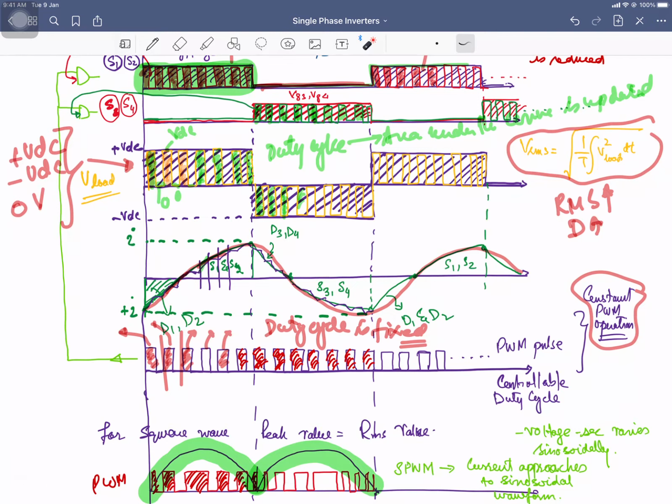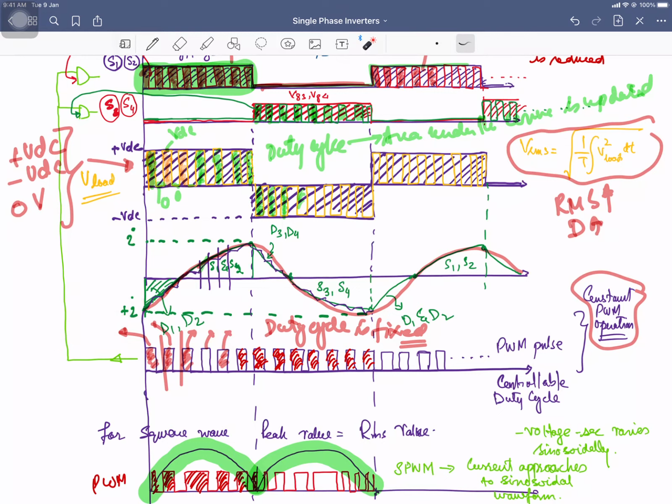So we have seen two types of PWM techniques. One is the constant PWM. In constant PWM, there is no variation of the duty cycle, right? One PWM signal is generated and its AND operation is done with the gate signals, and the gate signals are converted into the PWM signals, and your output is converted into the PWM signal, and current will not be approaching the sinusoidal. But what is the advantage of that one? You can control the RMS voltage across the load, because that is the function of the area under the curve.